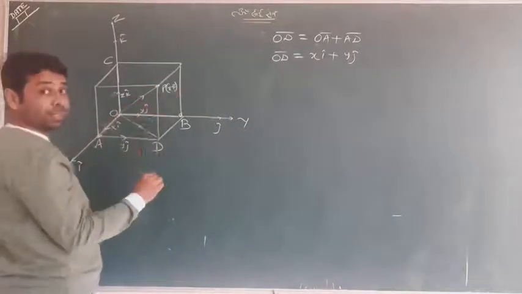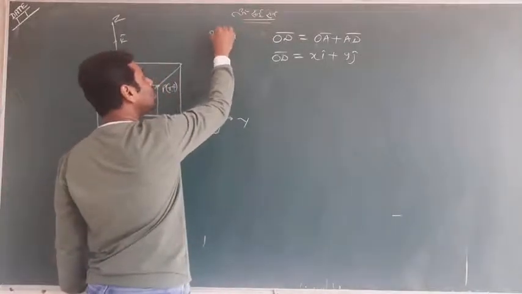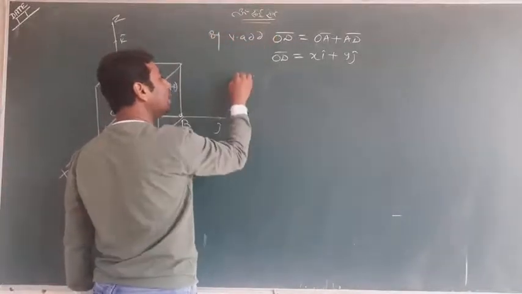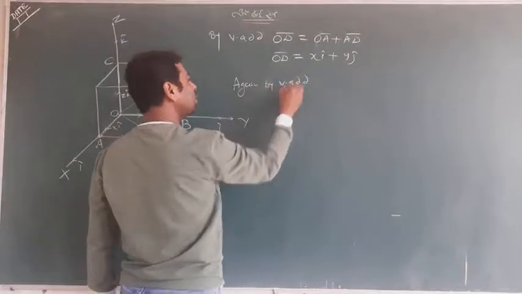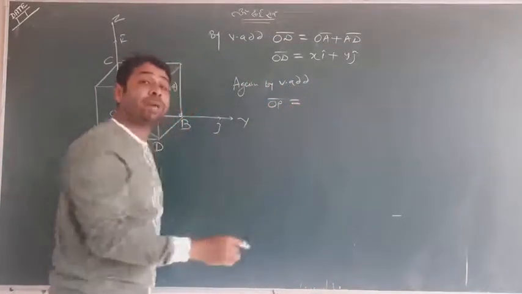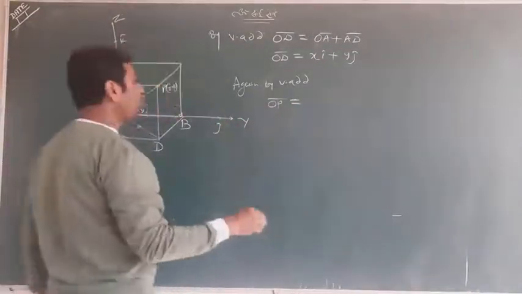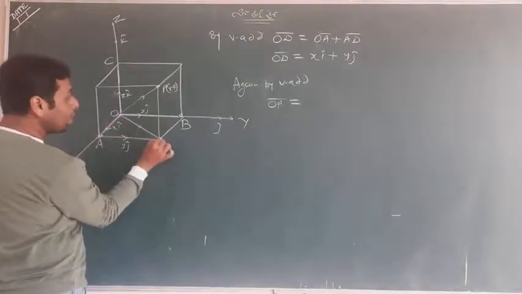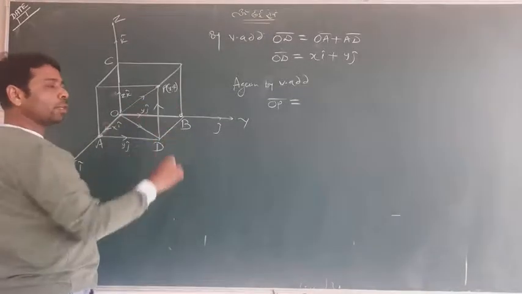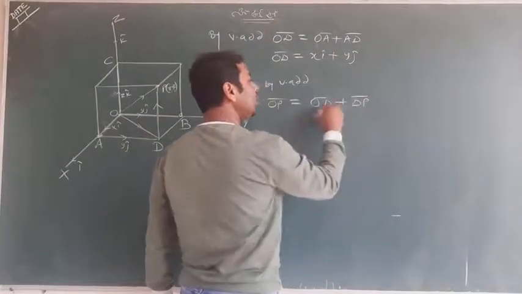Now find OP. Same method I use, again by vector addition. Find OP, which was our main aim. OP meaning position vector of P. So by vector addition, OP is equal to OD plus DP. Can I make a picture, a direction like that? Okay. OD plus DP is equal to OP.